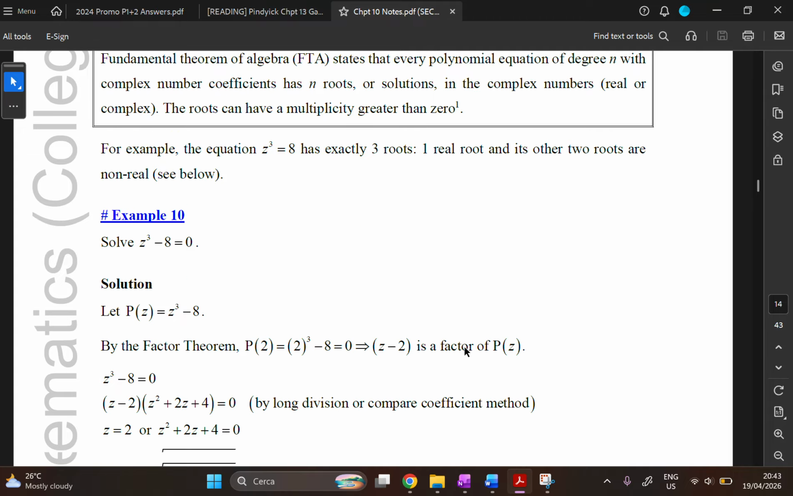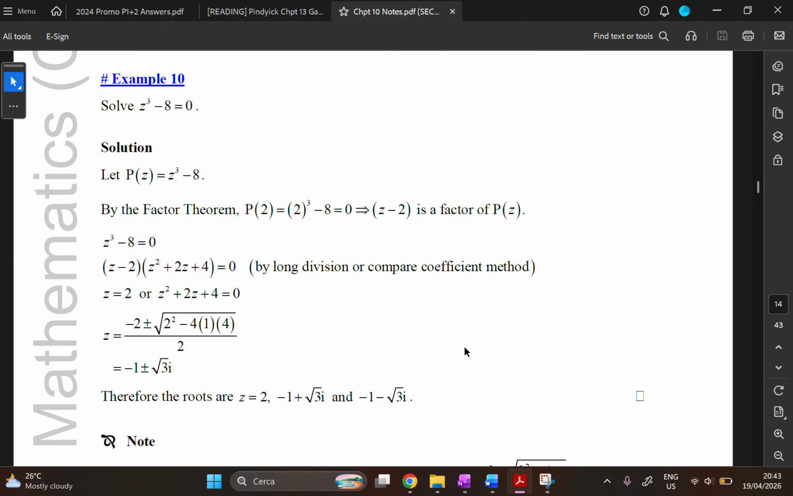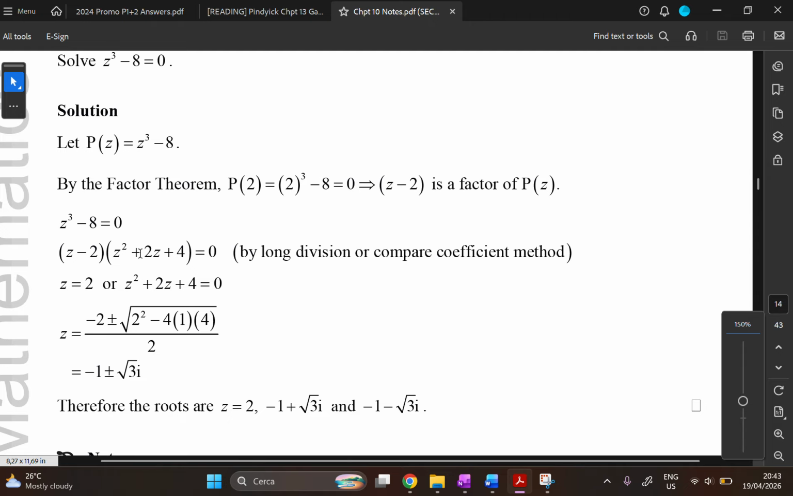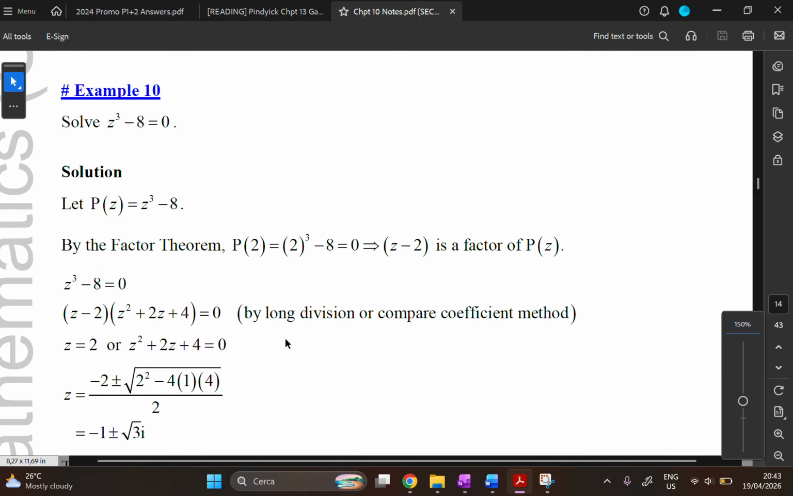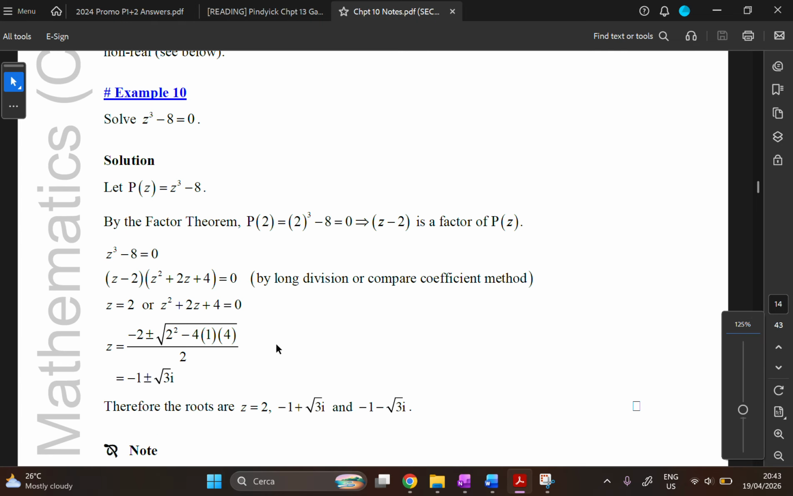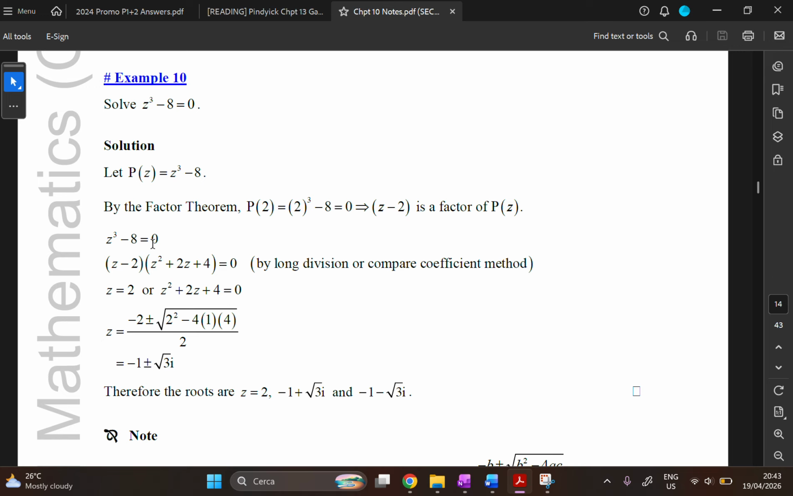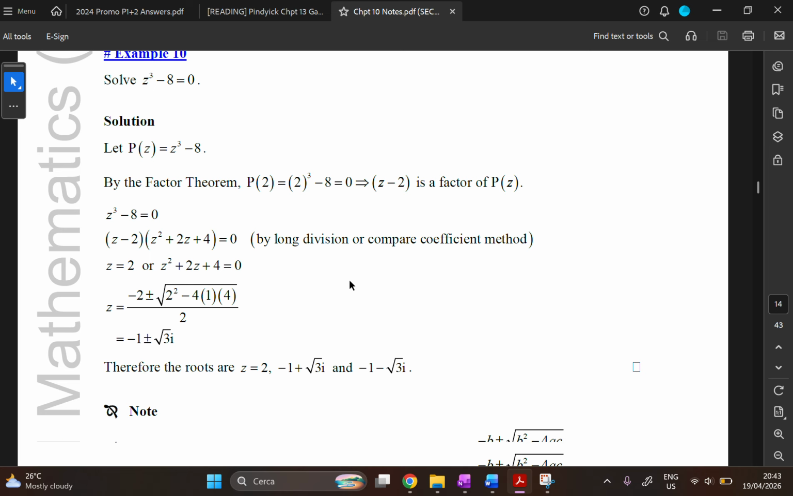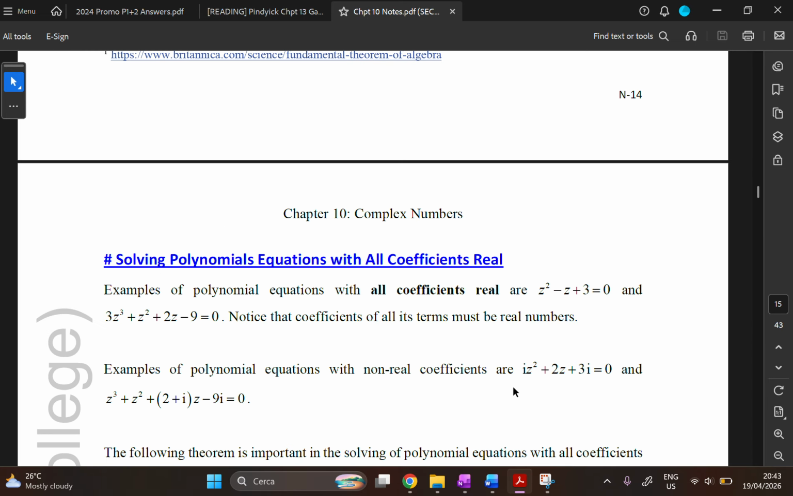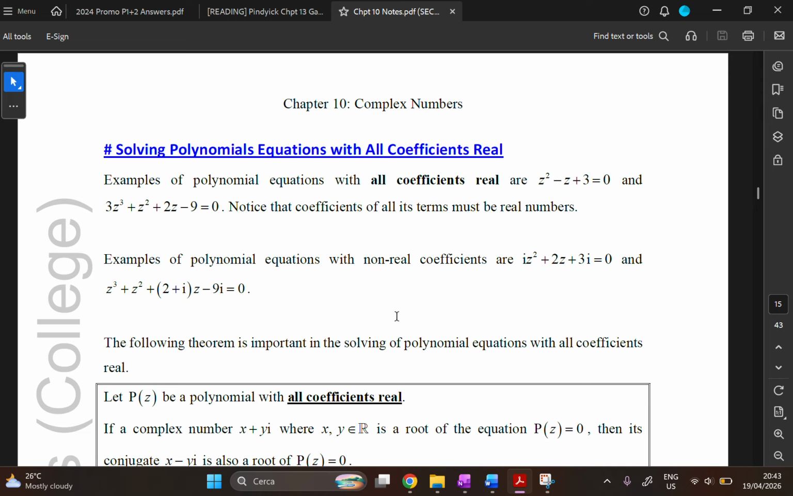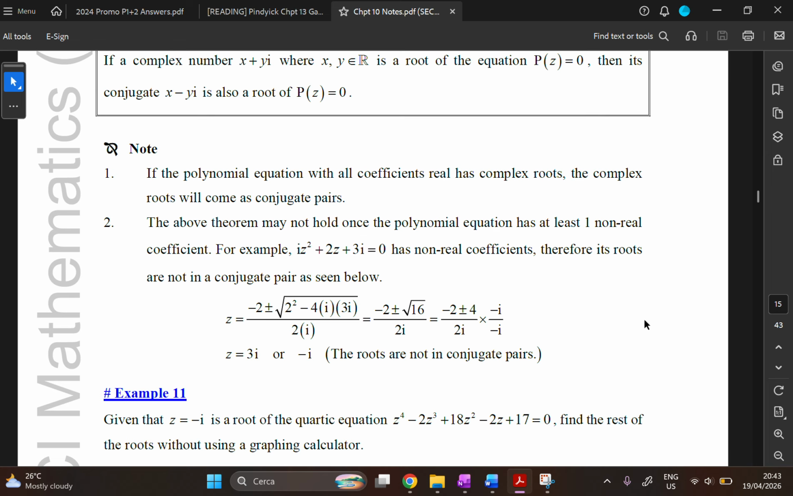Okay? And there's also example 10, but it just makes use of the factor theorem and also long division and also the quadratic formula. Really, all of this you actually learned in secondary school already. So I'm choosing not to go through it because solving these kinds of equations involving complex numbers is actually not that different compared to solving for real numbers. Because you have learned all these skills already, I'm not going to go through them. Anyway, now we are at this particular section over here, page 15 of your notes.